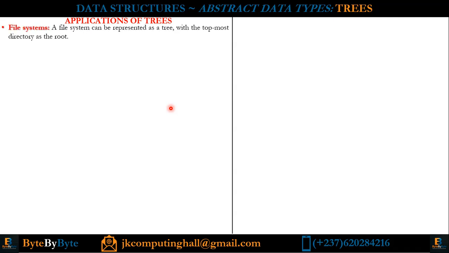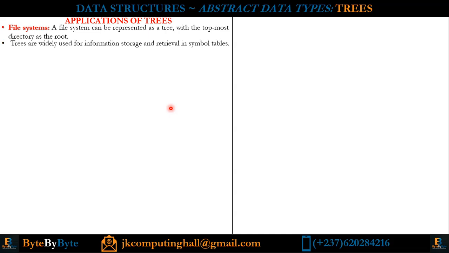Now, one, file systems. A file system can be represented as a tree with the topmost directory as the root. So if we take an example like the Windows file system, we will realize that C colon with a forward slash will be our root. So a file system is sometimes viewed as a tree, not a binary tree, because a directory can have one or many subfolders. So just as a tree.